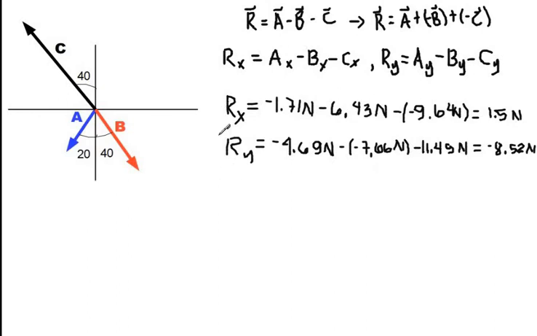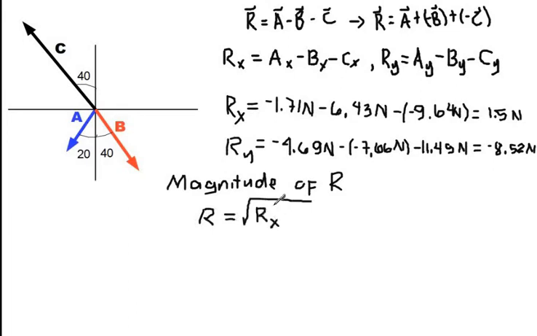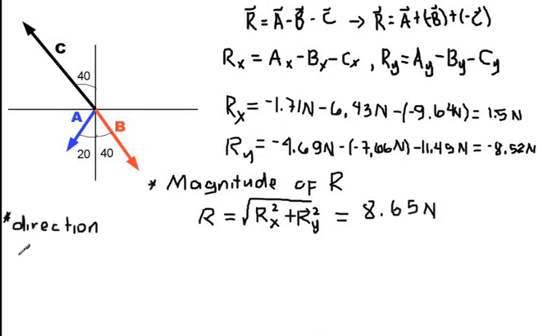So, unsay sunod buhaton after makuha na nato ang Ry ug Rx, kuhaon na nato ang magnitude sa vector R. Ang magnitude sa vector R is equal to the square root of Rx squared plus Ry squared. So, this value, or the magnitude of our vector R, is equal to 8.65 Newton.